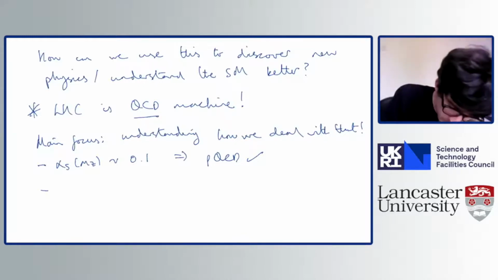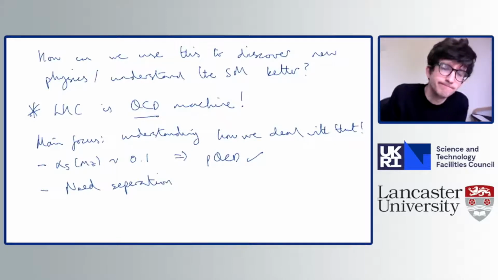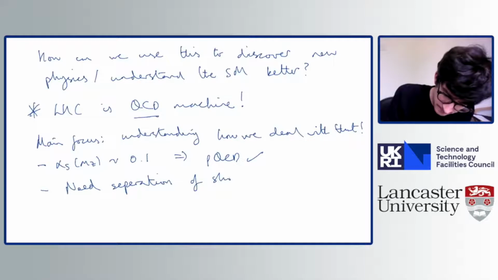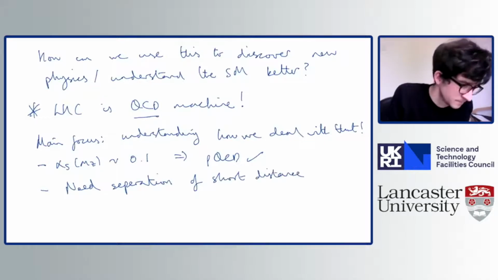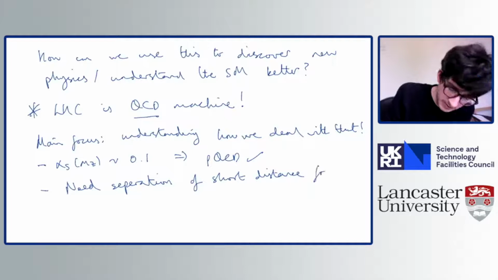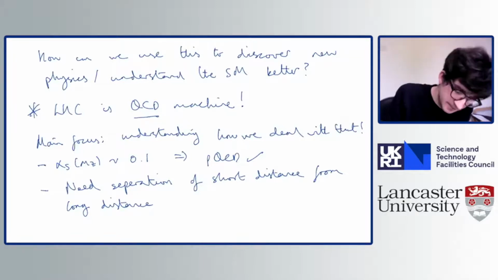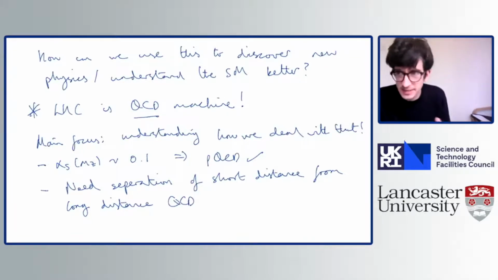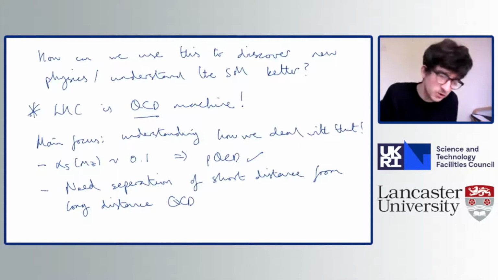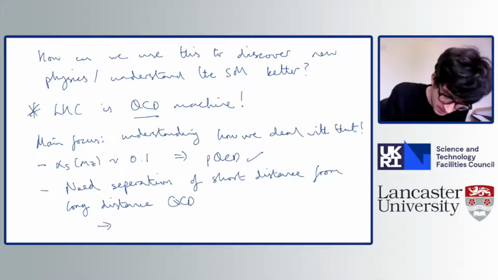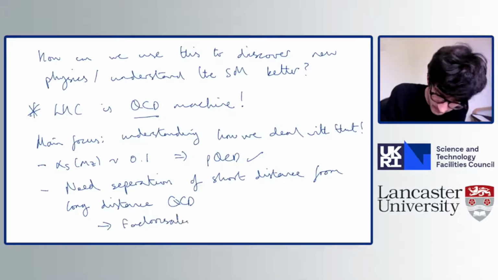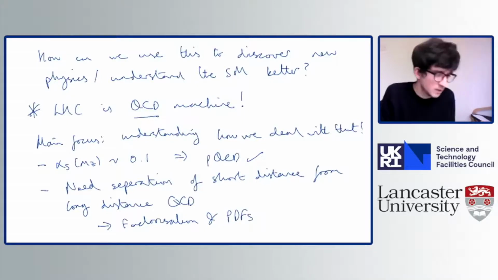But that's not enough. You also need a separation of your short distance, your high energy, from your long distance. And that's something we're going to talk about. If you don't have that, then it doesn't matter that you can calculate your hard scattering in perturbative QCD, one can never make predictions, because you always have this long distance physics going on in there, be it the formation of jets or the binding of the quarks and gluons into the protons. So things like so-called factorization and PDFs are the kind of things we'll talk about with respect to that.